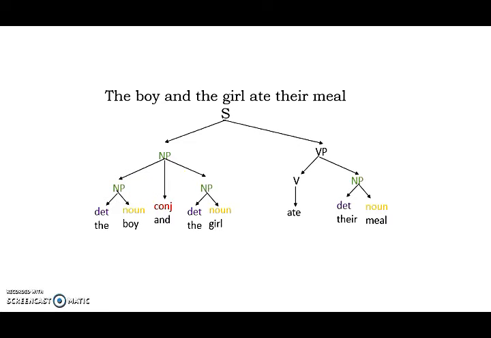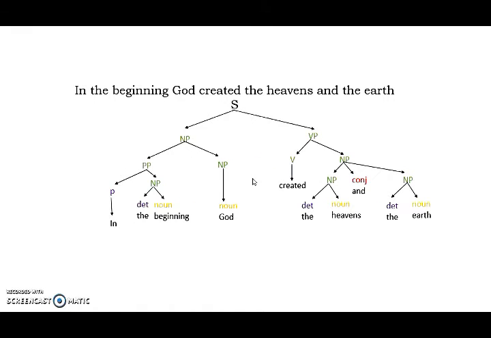Generally, conjunctions are between noun phrases, but also between adjectives. Another example: In the beginning, God created the heavens and the earth. Again, we have the same conjunction in the same context, between two noun phrases. But here, the conjunction is part of the predicate.